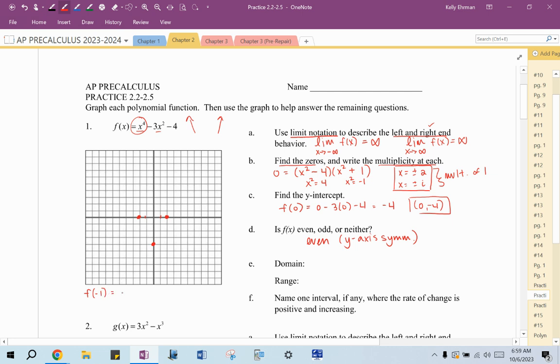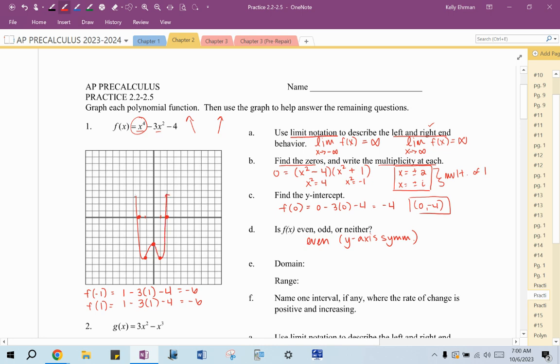When you raise negative 1 to the fourth, you get 1. Minus 3 times when you square negative 1, you get 1. Minus 4. 1 minus 3 is negative 2. Minus 4 is negative 6. F of 1 is going to be the same thing. That's another indication that we have an even function. So if we go down to negative 6, this is kind of like a W-type shape graph.